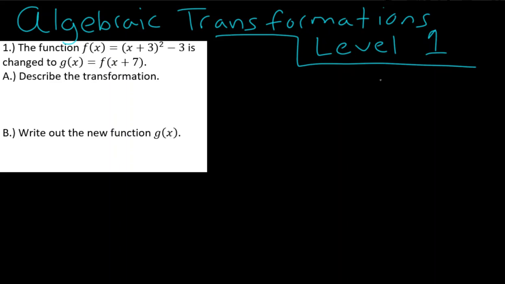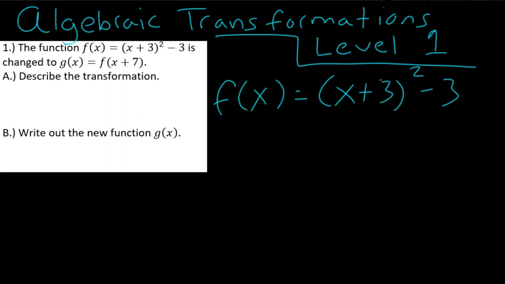Alright, and welcome to Algebraic Transformations, Level 1. Now, it says this, the function f of x equals, let's go ahead and write this out, f of x equals x plus 3 squared minus 3 is then transformed to g of x equals f of x plus 7.